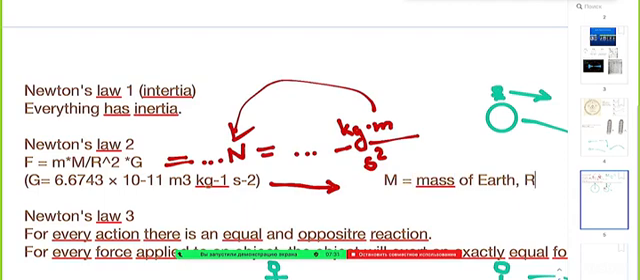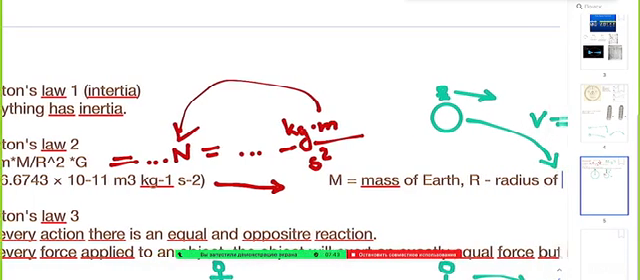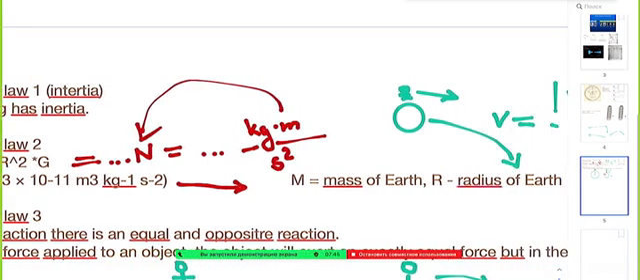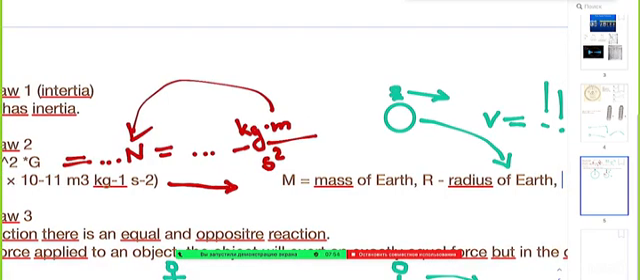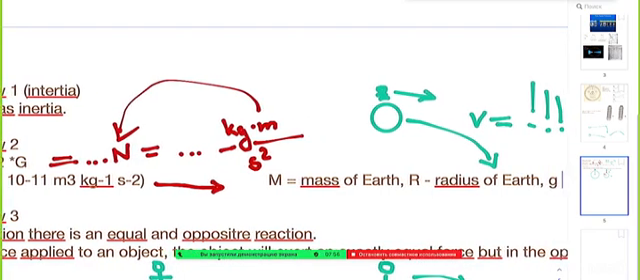Radius is the radius of Earth, because what is the distance from you to the center of Earth? It's equal to the radius of Earth. And to make this whole thing look like newtons again, you add something, which is the small g, the acceleration of free fall.